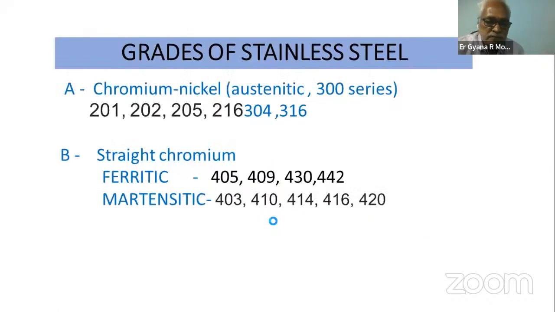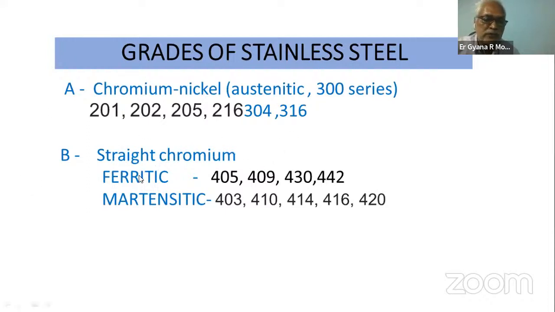Now let's come to stainless steel, because nowadays railways are asking for stainless steel foot overbridges. So stainless steel is likely to be used more in bridges in the future. Let us see what types of stainless steel are normally available. One is chrome nickel steel, or austenitic 300 series steel. That means we have 304, 316, 201, 202, 205, 216. These are the grades of chromium nickel steel.